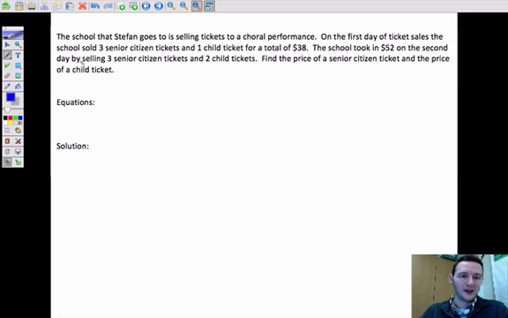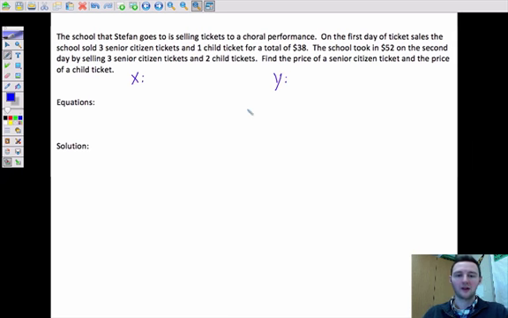So we have a school. Stefan goes to school and is selling tickets to a choral performance. On the first day of ticket sales, the school sold 3 senior tickets and 1 child ticket for a total of $38. The school took in $52 on the second day by selling 3 senior tickets and 2 child tickets. Find the price of a senior ticket and the price of a child ticket. So the first thing, and even before we do equations, I want to define variables.